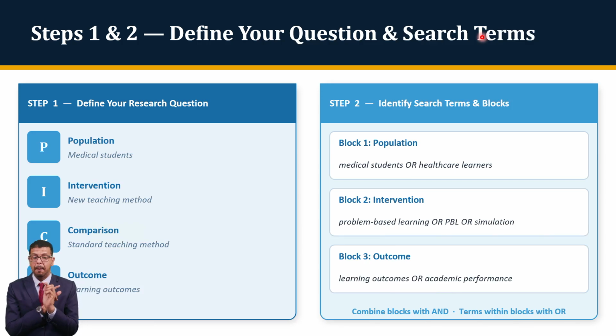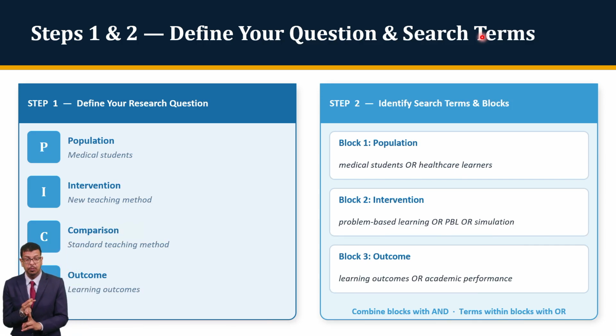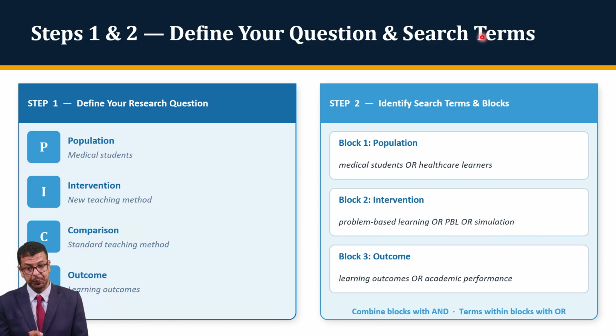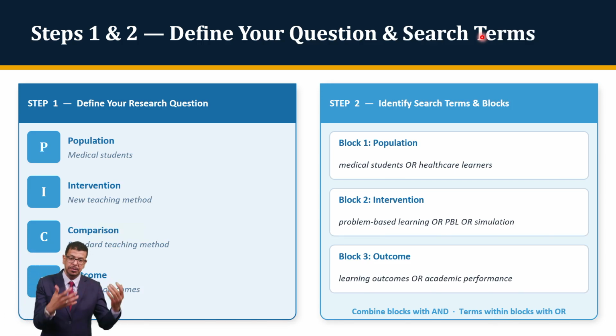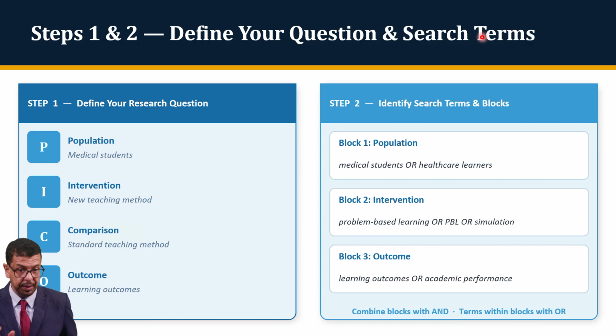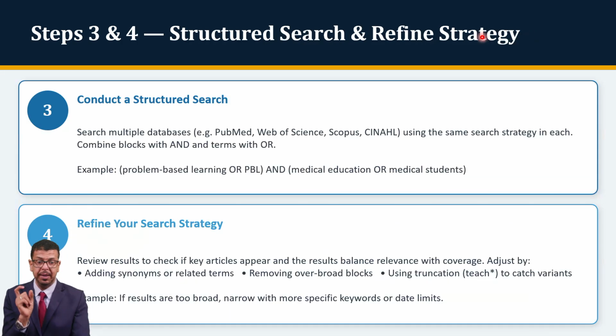We can use the PICO framework when we are referring to quantitative research, experimental, intervention, where PICO refers to population, intervention, comparison, and outcome. Or we can use the PCC framework, population, context, and concepts, or we can use the SPIDER framework. So it's very important to define steps 1 and 2, define the question and define the search terms carefully.